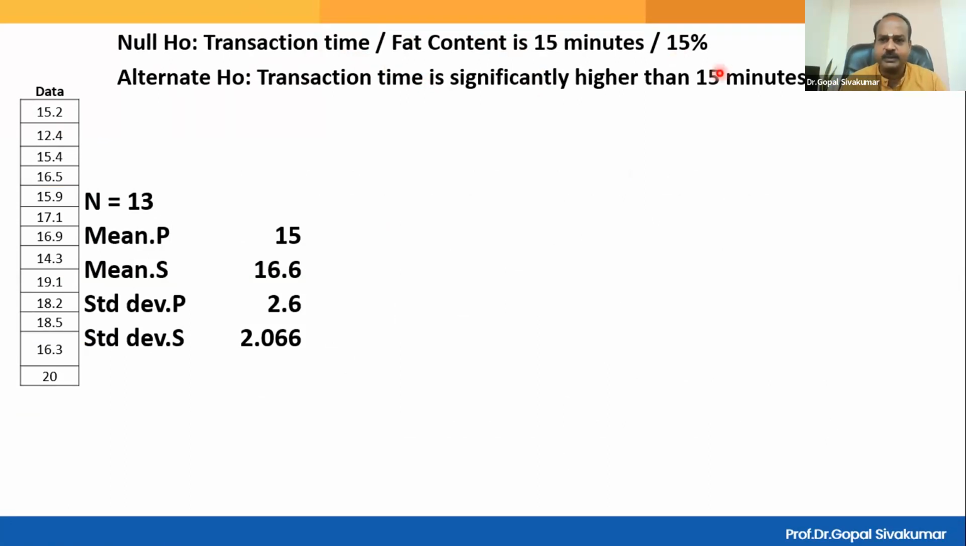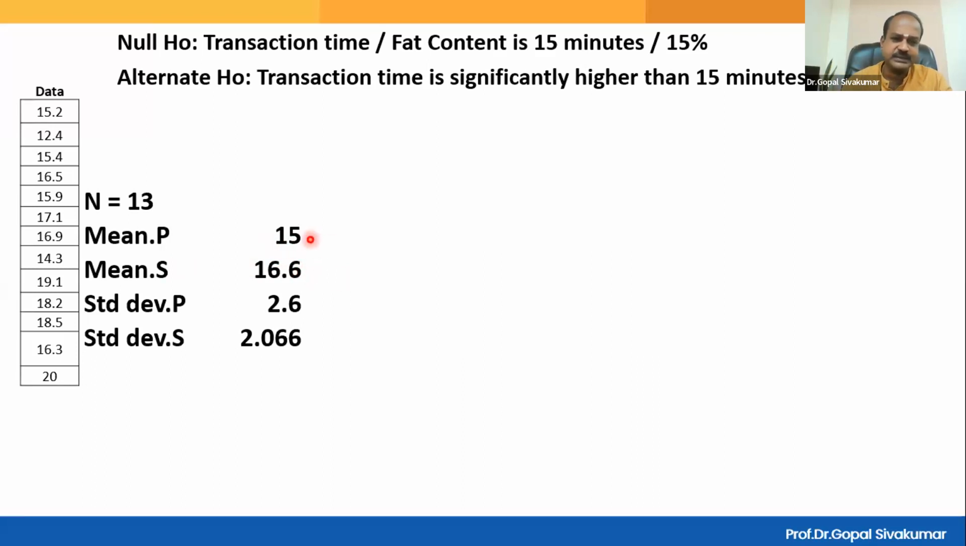Now let us talk in terms of fat content. So the fat content printed by the company is 15%. Now you want to check. So what do you do normally? You take a sample. See here you have taken some sample. How many samples have you taken? You can count. How many samples are here? 13, sir. 13. So 13 is your sample size. Sample size 13. Population mean. The company claims that the product has 15% fat content. That is the population mean. But your sample mean is how much? 16.6.